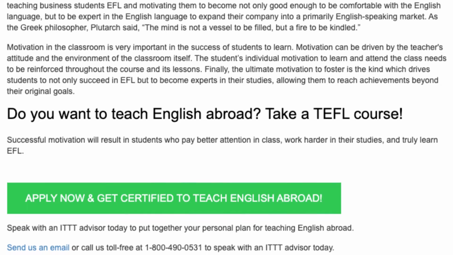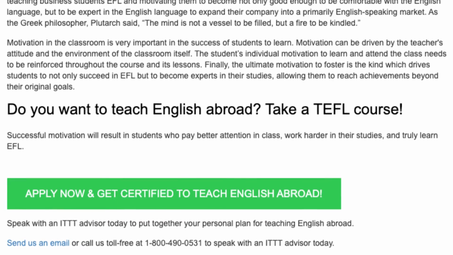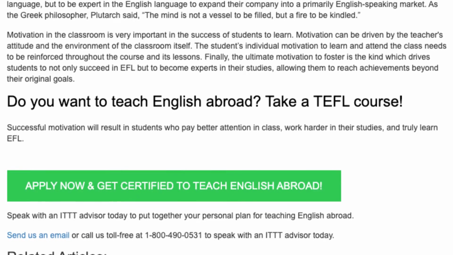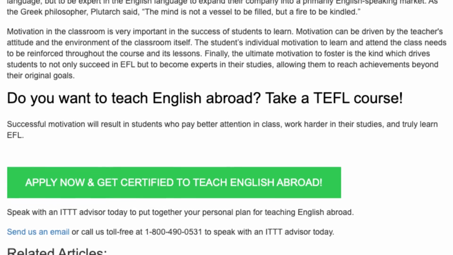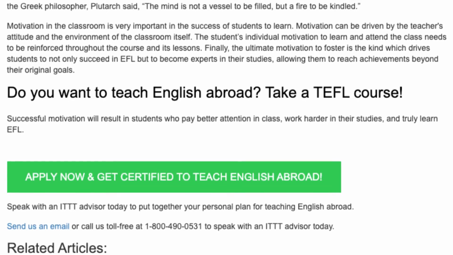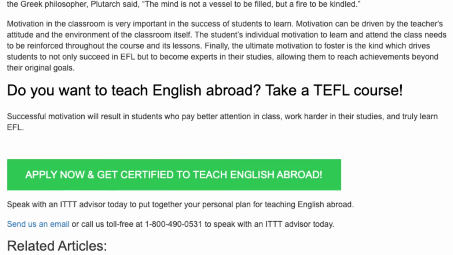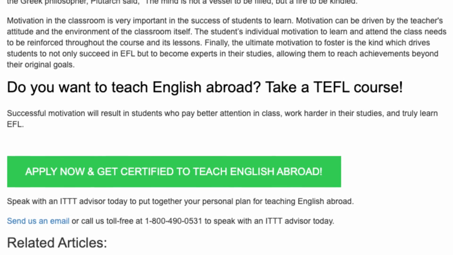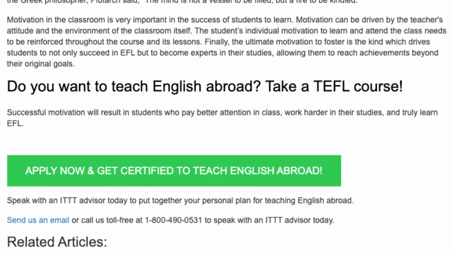As the Greek philosopher Plutarch said, "The mind is not a vessel to be filled, but a fire to be kindled." Motivation in the classroom is very important in the success of students to learn. Motivation can be driven by the teacher's attitude and the environment of the classroom itself. The student's individual motivation to learn and attend the class needs to be reinforced throughout the course and its lessons. Finally, the ultimate motivation to foster is the kind which drives students to not only succeed in EFL, but to become experts in their studies, allowing them to reach achievements beyond their original goals.